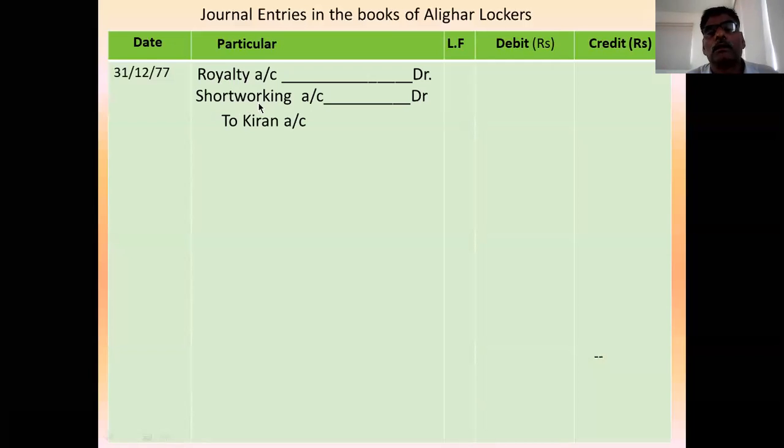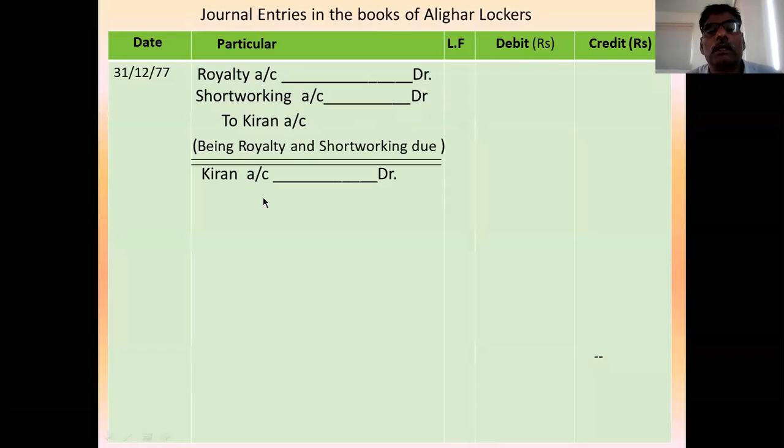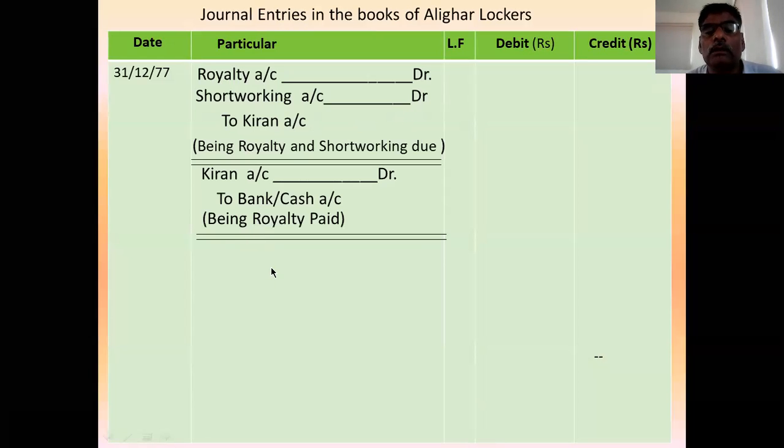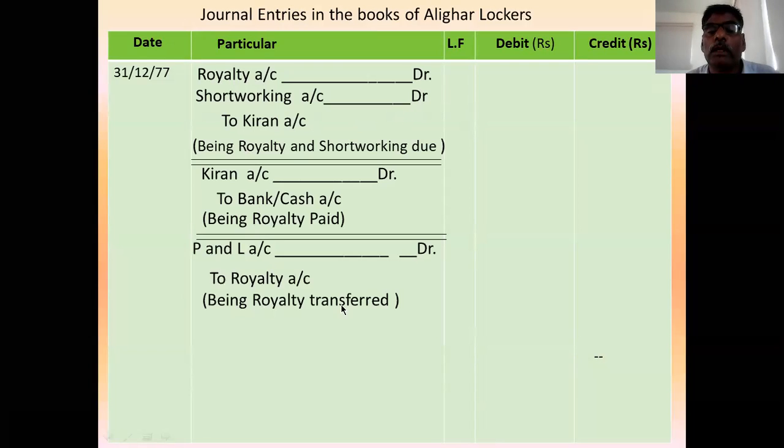First entry, royalty account debtor to Kiran. Here I joined short working because SW amount is there in the first year. Second entry, Kiran account debtor to bank account, being royalty paid. Third entry, P&L account debtor to royalty account, being royalty transferred. These are the 3 entries.